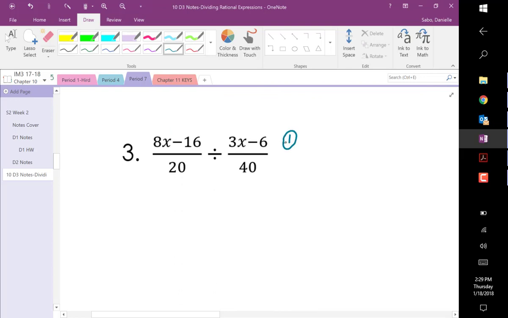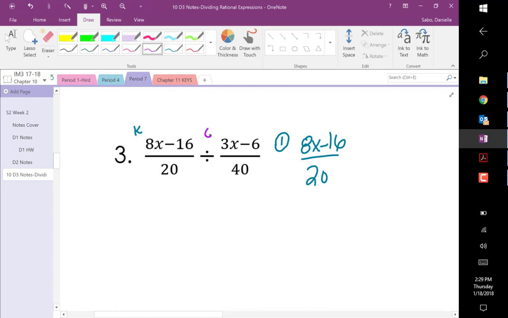My first step is to keep. So I'm going to keep, this is my k. I'm going to keep it 8x minus 16 all over 20. Then I'm going to change, that's what the c is, changing to multiplication. And then I'm going to flip, that's my f. I'm going to flip it to 40 over 3x minus 6. From this point forward, we are back to what we did yesterday. Okay, that was the only new step that we had to learn today.